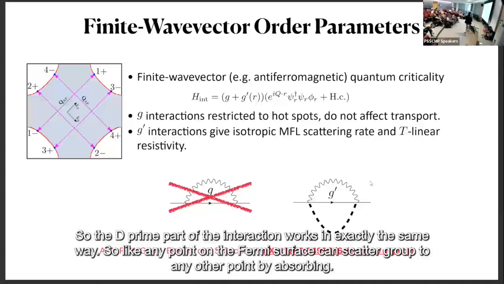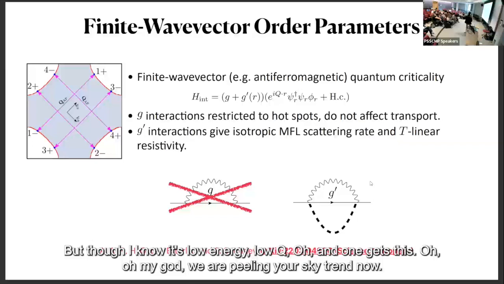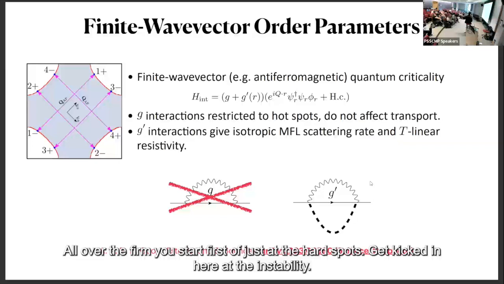So any point on the Fermi surface can scatter to any other point by absorbing a low energy, low Q boson, and one gets this omega linear, T linear scattering rate now all over the Fermi surface instead of just at the hotspots, and you get linear resistivity.